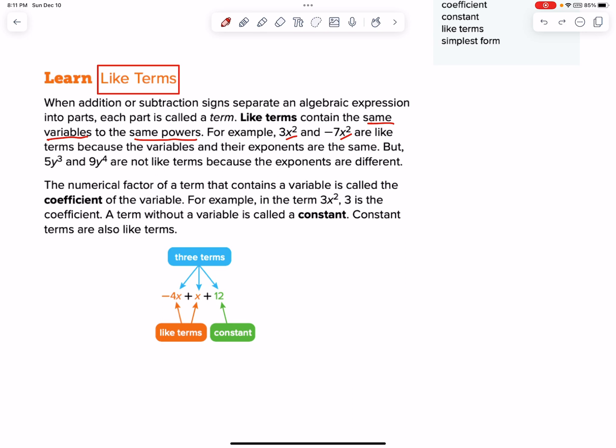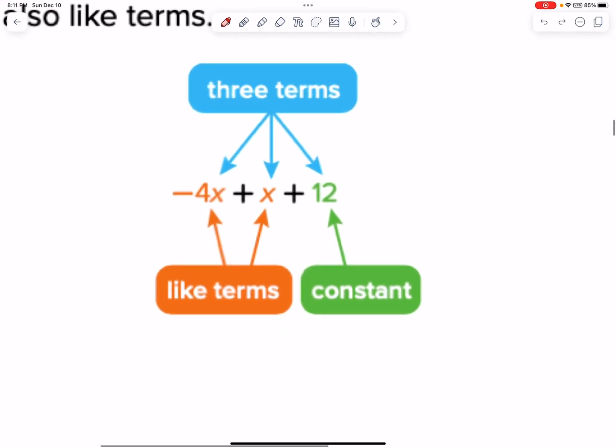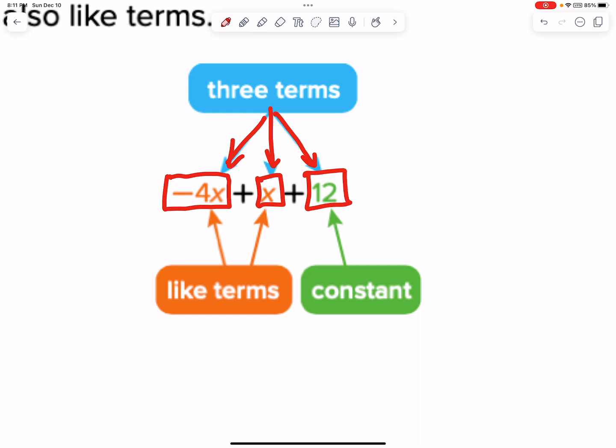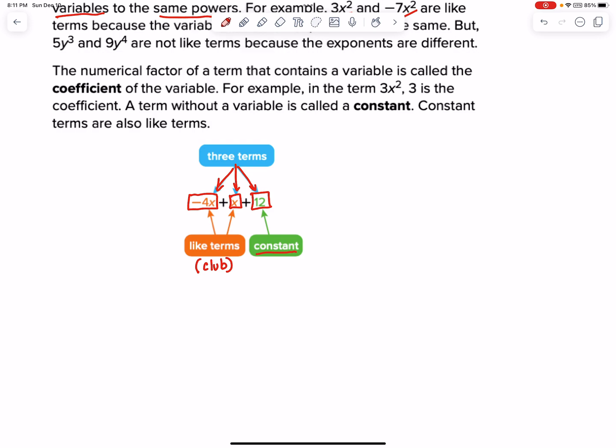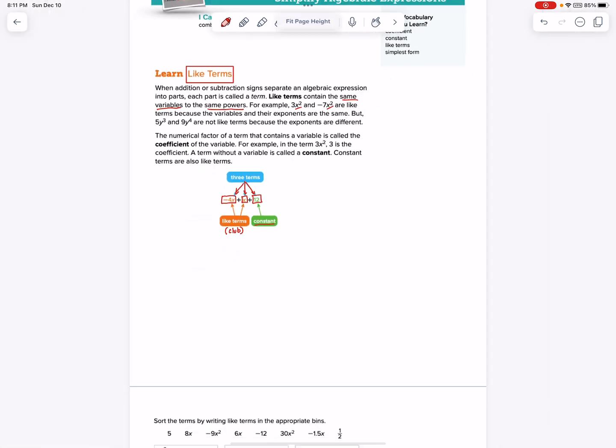Okay, so you have a couple other words to be aware of. So we have a term, which just means this entire thing between the operations. So there's 1, 2, 3 terms. Okay, that's what those are. Okay, and then the like terms are the ones in the same club with each other. Okay, so the x club or the y squared club, or if there's nothing attached, it's just numbers, they're called constants. Okay, so those are our vocabulary to be aware of.